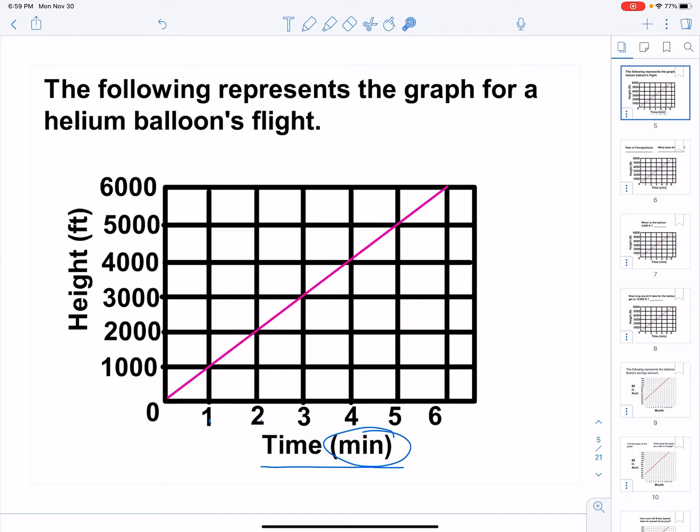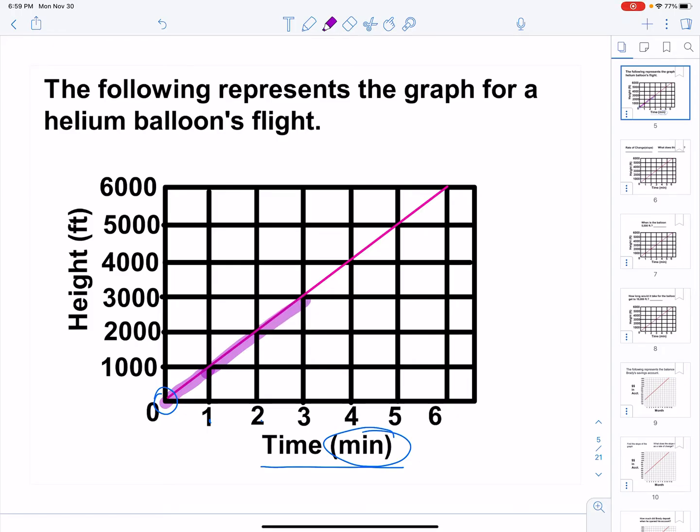So if you look at our graph, it says that our helium balloon started where? What elevation did it start at? What height did it start at? It started at 0 feet at 0 time. So we release the balloon, and then what does it do? Our balloon gradually goes up and up and up, and it's kind of consistent.